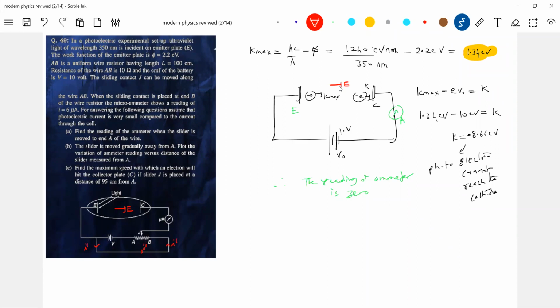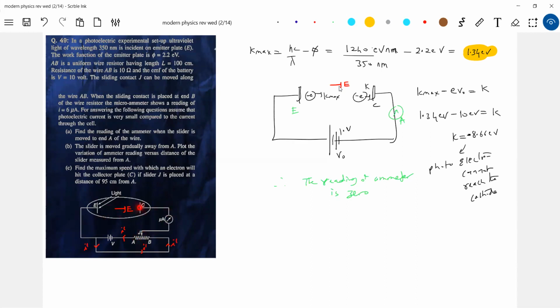It is just observation of the problem, nothing more. Now, when the jockey is at A, what is the drop? The whole 10 volt will drop here. As I start moving it, there will be some drop. Of the applied EMF, a part will drop here and a part has to be dropped here. This becomes like a potential divider formula.